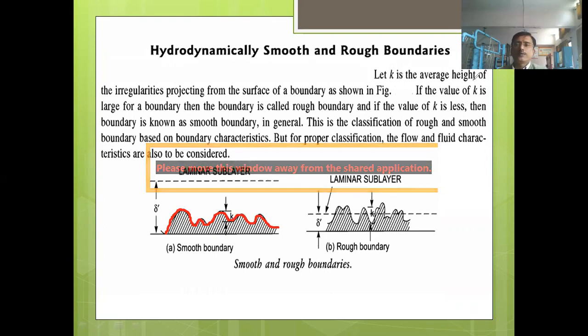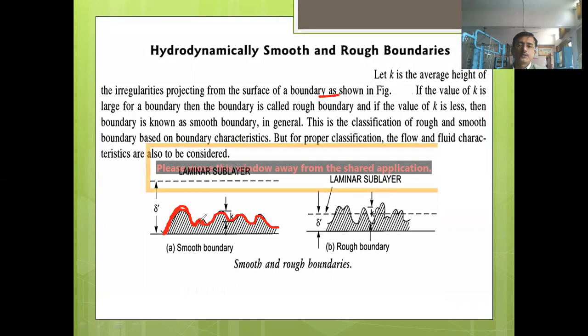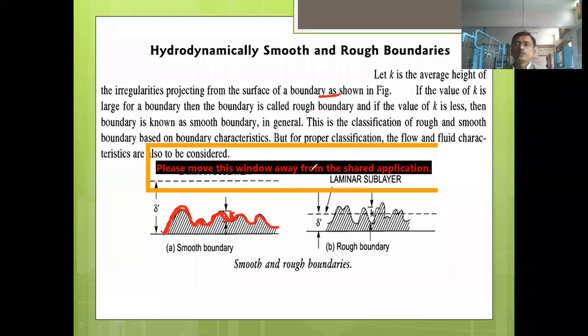Let k is the average height of the irregularities projecting from the surface of the boundary. ही average height त्यांनी घेतली. काही ठिकाणी ही हाईट जास्त आहे, काही ठिकाणी कमी आहे. ठीक आहे, या ठिकाणी जास्त आहे, परत कमी आहे. So average value is the k value. They have taken average height of the irregularities projecting from the surface of the boundary as shown in figure.